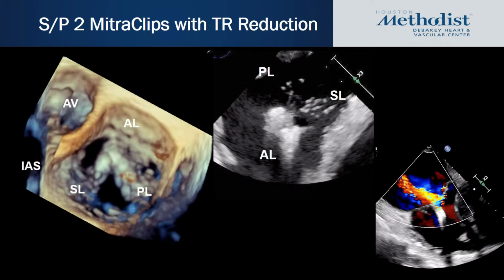And similar to edge-to-edge repair of the mitral valve, intra-procedural imaging and guidance by TEE is really key. Again, you place one clip at your target site, and then you reevaluate the residual TR and determine the need for additional clips.